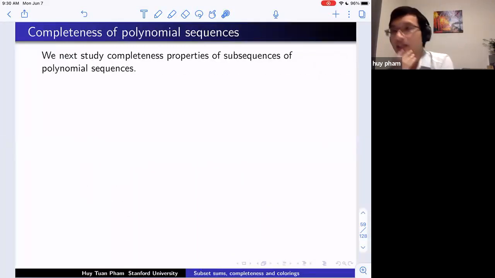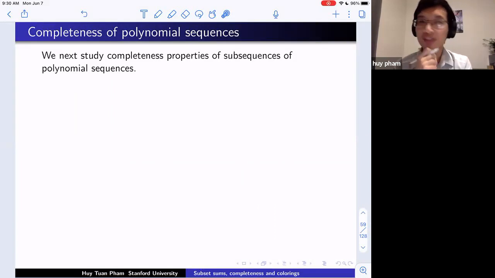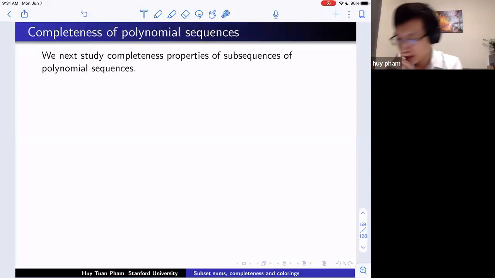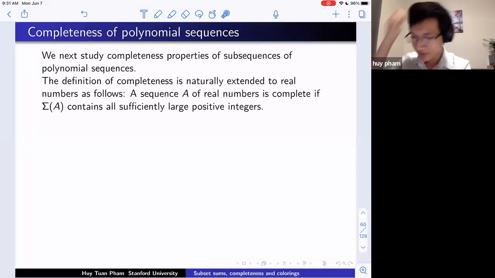So we can also ask, if we restrict to a subsequence of the sequence of perfect powers i^k, or let's say we restrict to a subsequence of the sequence of polynomial values P(m) for a fixed polynomial P, whether it is complete or a sparse Ramsey complete sequence. And that is what we study next. To do this, let me first slightly generalize the notion of completeness to a sequence of real numbers, an obvious generalization. So a sequence A of real numbers will be said to be complete if sigma of A contains all sufficiently large positive integers, just as before.